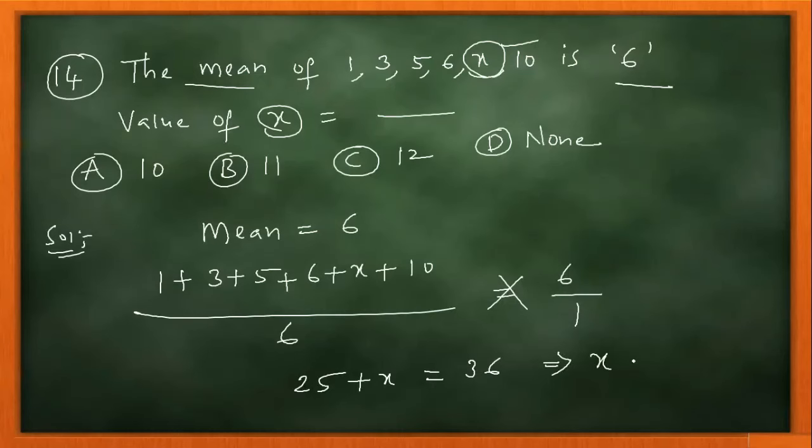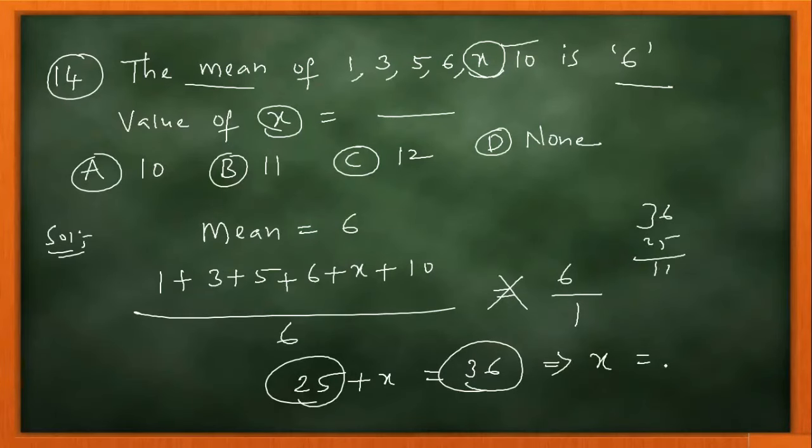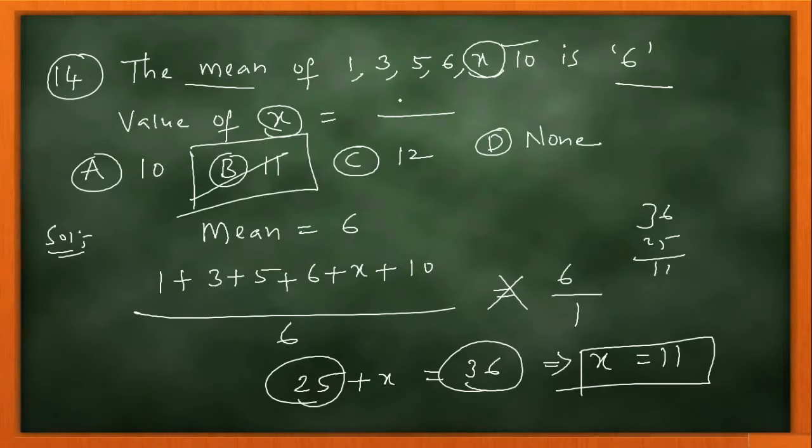That gives x is equal to 36 minus 25, which will be 11. So x is equal to 11 is the correct answer. Check your solution. Option B is correct. The x value is 11. That's our 14th problem. Check that your mean value is 6 and the missing observation x is equal to 11. That's our 14th problem. Next, question number 15.